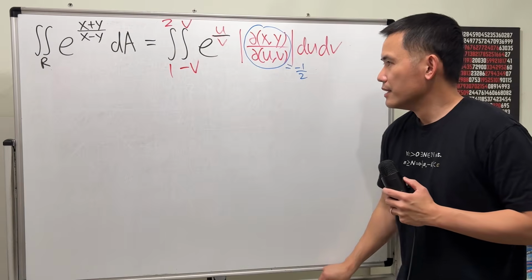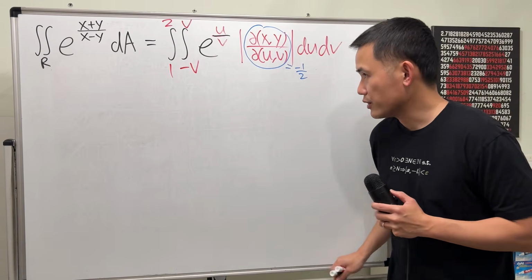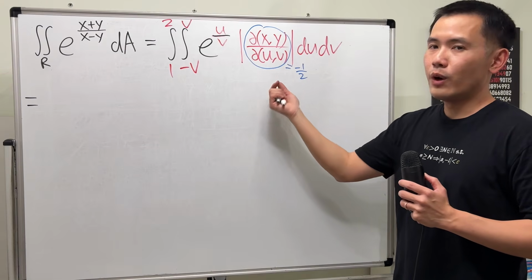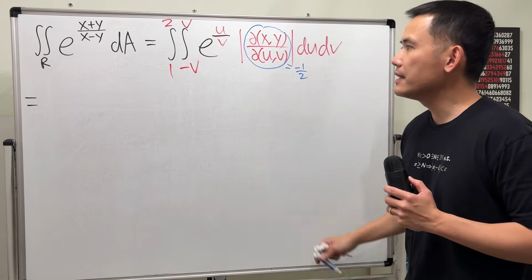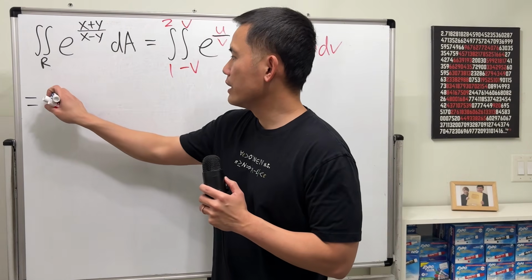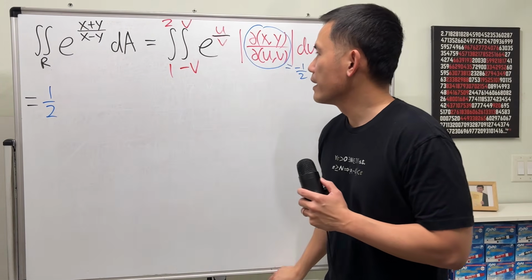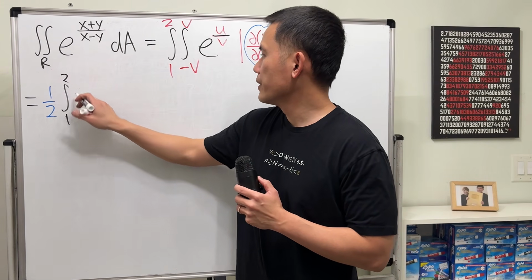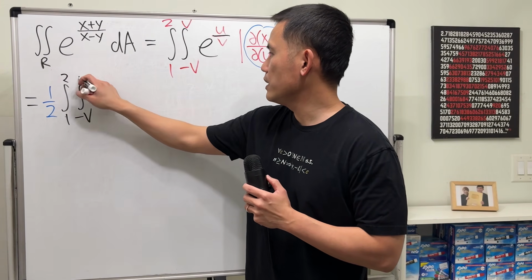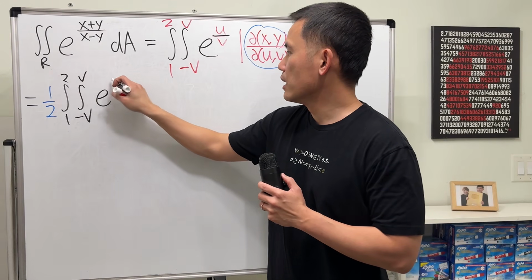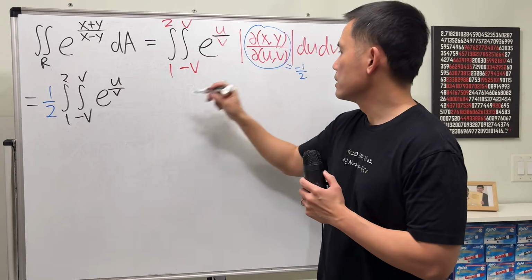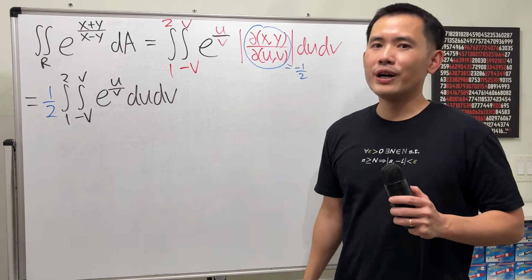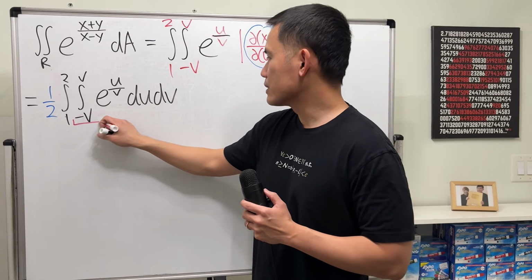Just like that. So let me just clean this up for you guys a little bit right here. Absolute value of negative 1/2 is just positive 1/2. It's a constant multiple. We can put that all the way in the front here, and then we still have the rest. Integral going from 1 to 2, integral going from negative v to v, and then e to the u over v power du dv.